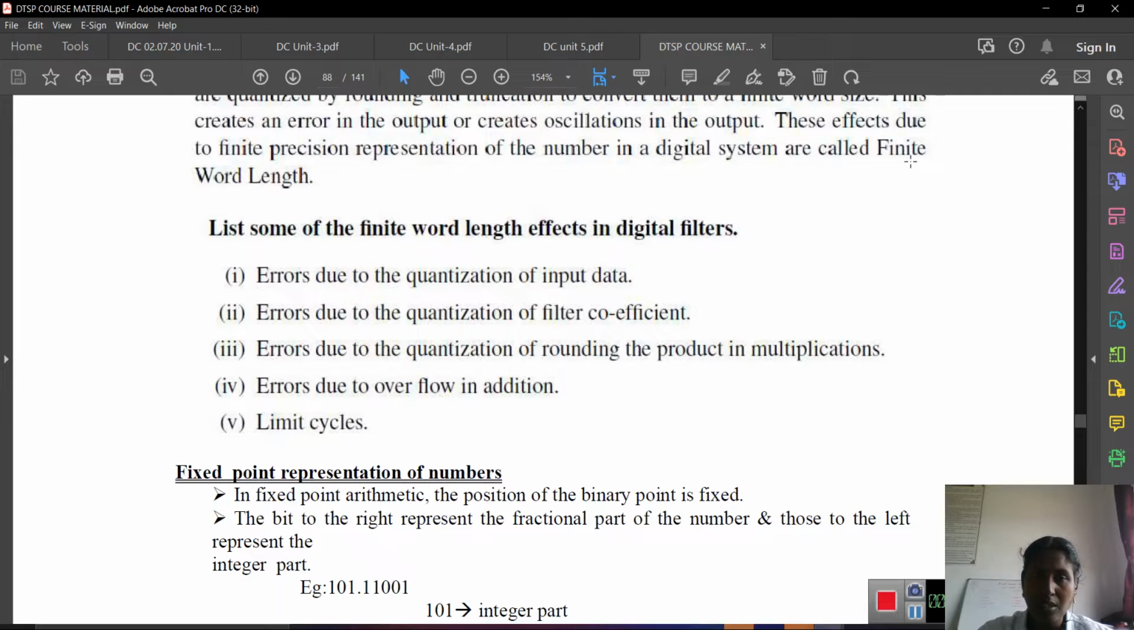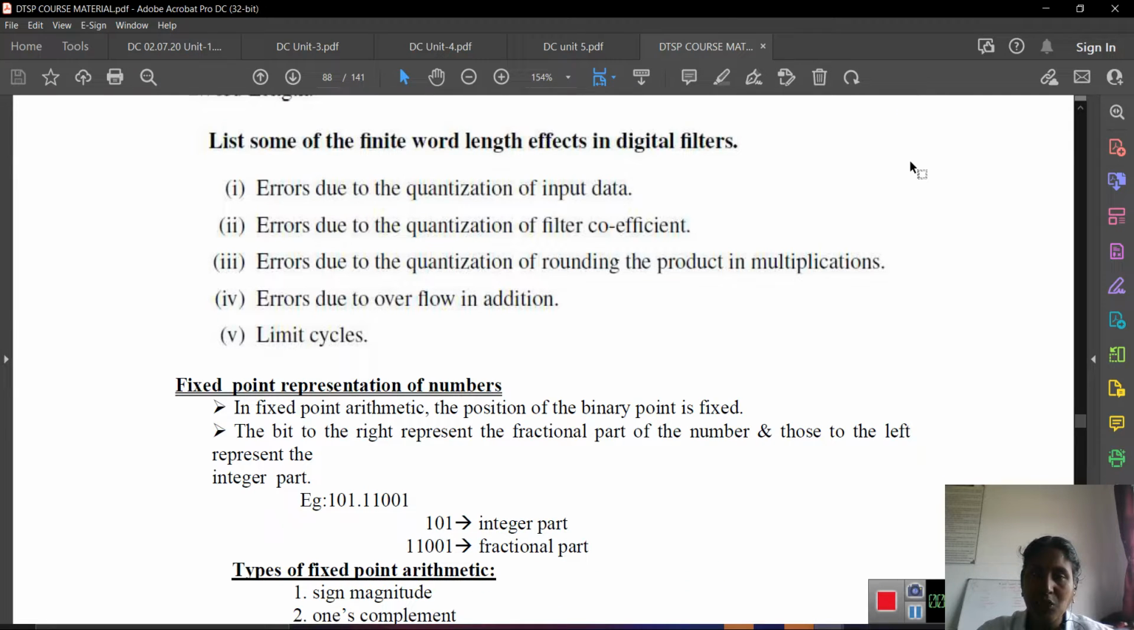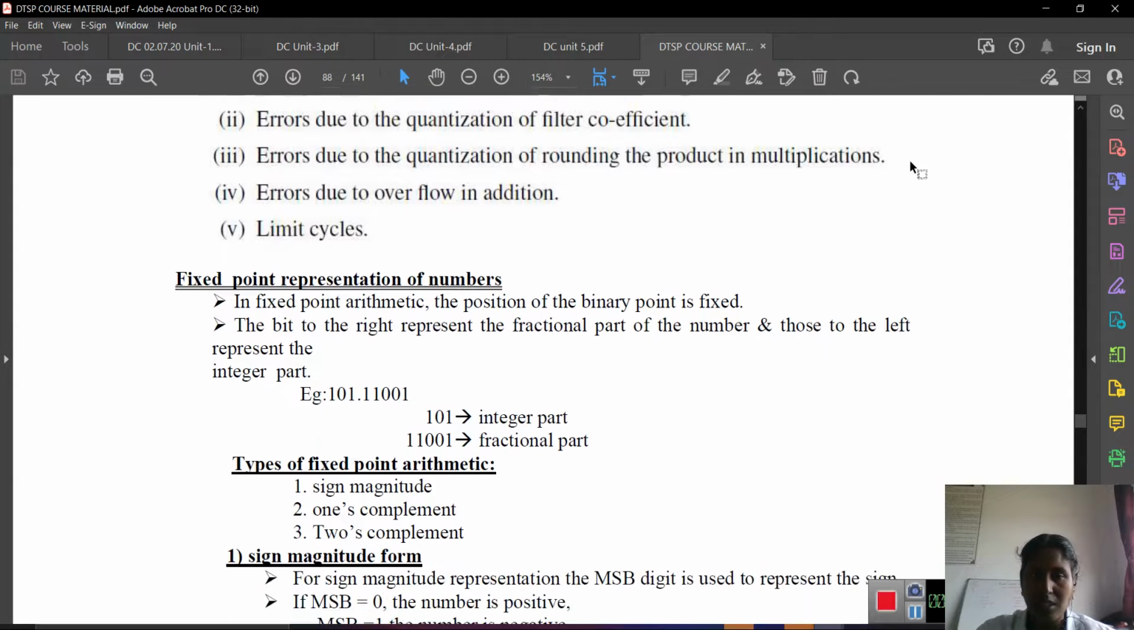Here are some of the finite word length effects in digital filters: errors due to quantization of input data, errors due to quantization of filter coefficients, errors due to rounding of the product in multiplications, error due to overflow in addition, and finally limit cycles.